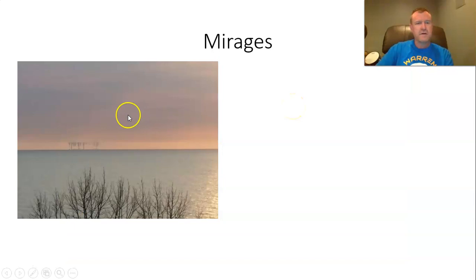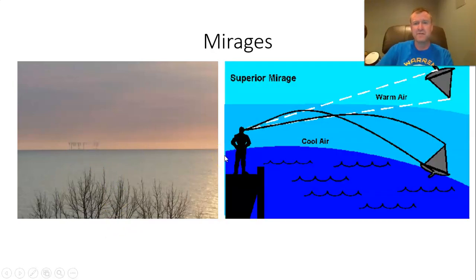Here's another mirage. This is a little hard to see, but what this is, we're in Michigan, and that is the Chicago skyline that is upside down. Yeah, upside down. So how does that work?